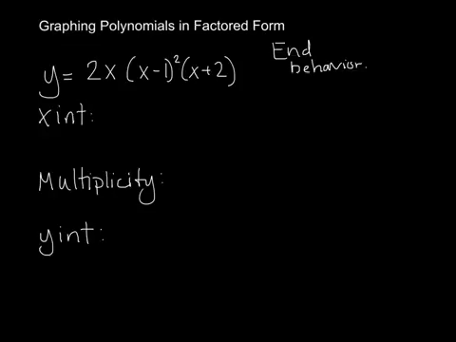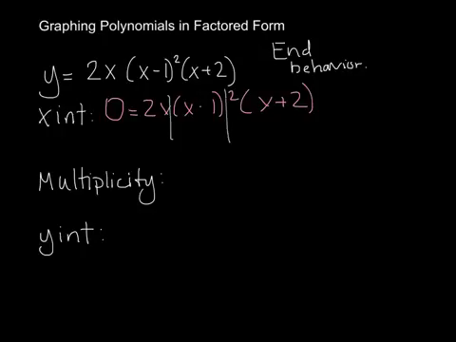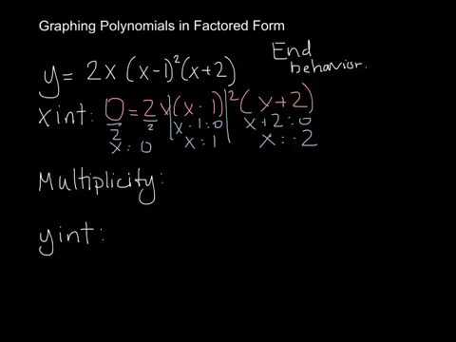Okay, so first we have to find the x-intercepts by changing the y to 0, and setting each factor equal to 0 and solving for x. So 0 equals 2x. Divide by 2 there. x will be 0. x minus 1 equals 0, so x will equal 1. And x plus 2 equals 0, so x will equal negative 2. So the x-intercepts will be (0, 0), (1, 0), and (-2, 0).